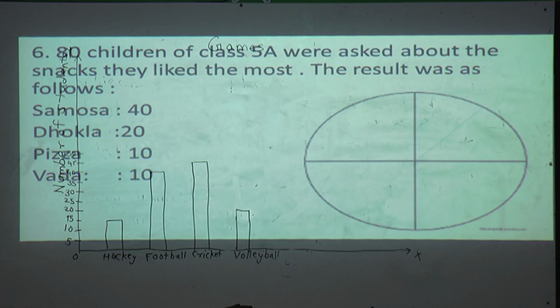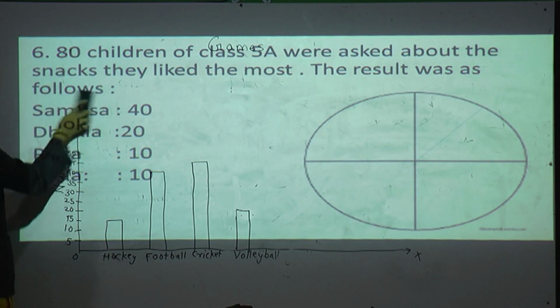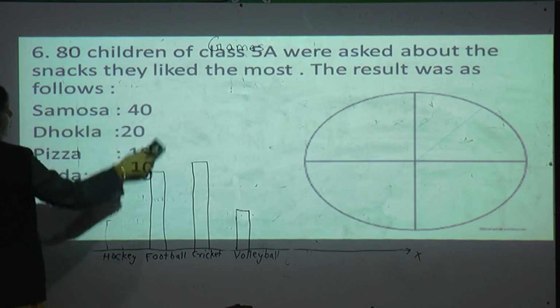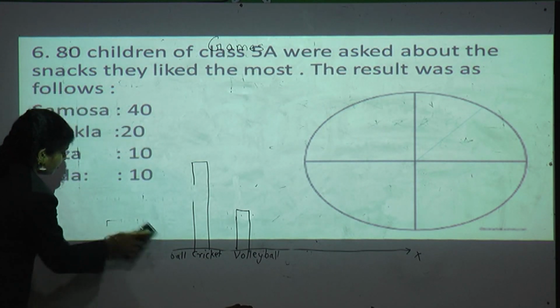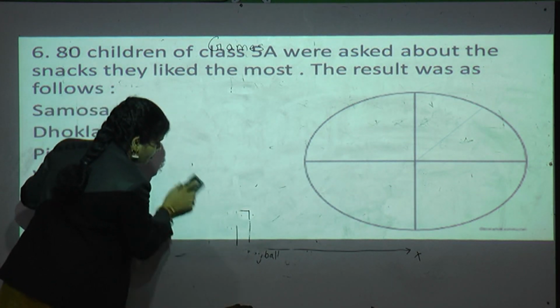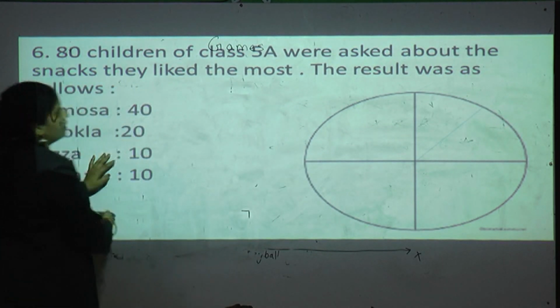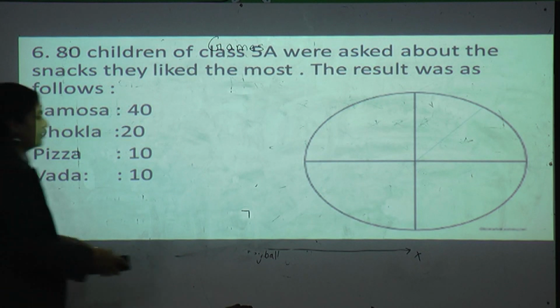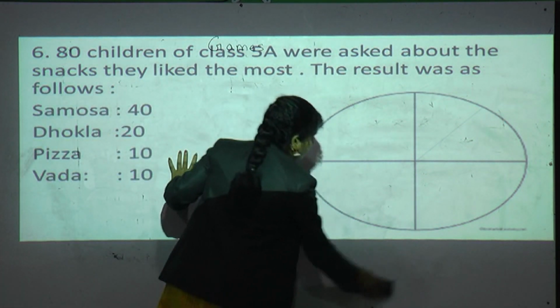80 children of class 5A were asked about the snacks they liked the most. The result was as follows. Here they have given us information, that is, data. So using this, just draw the circle graph. Okay. Now see.